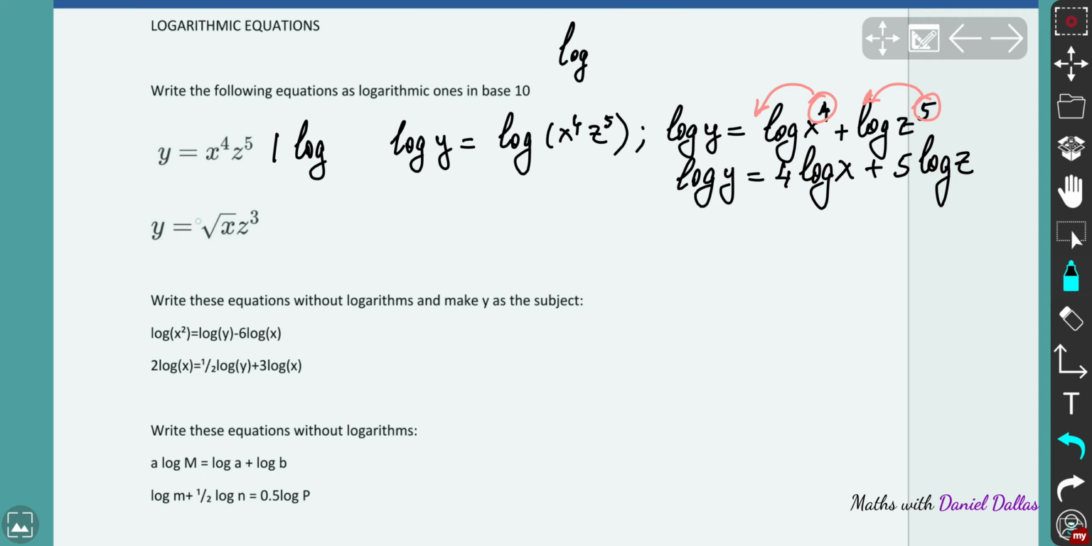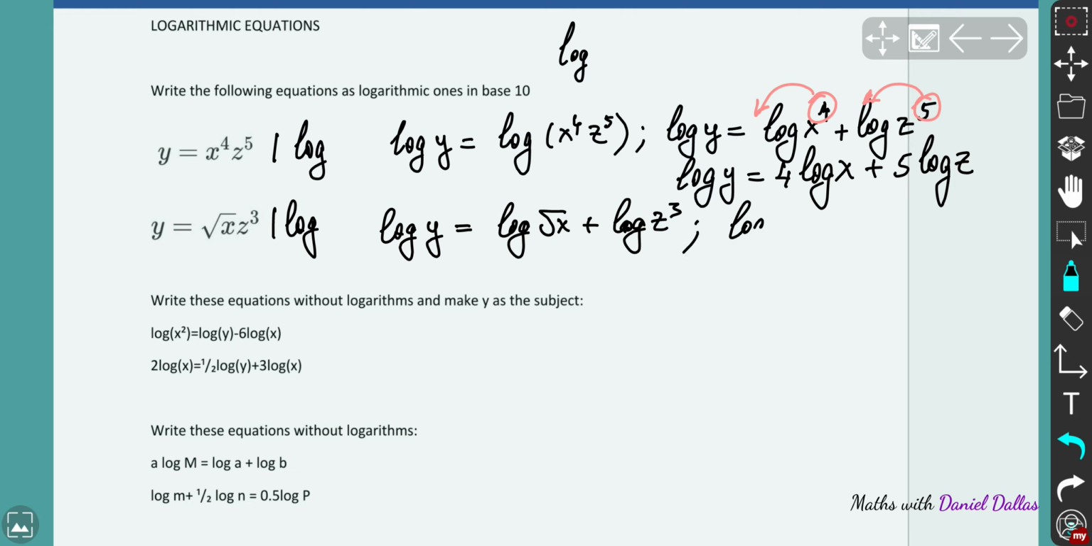Let's get to almost the same question, and apply the same strategy. To both parts we apply log, and that makes the left hand side log y. On the right hand side I have a little shortcut, so I'll already write log square root of x plus log z cubed. So the left hand side stays the same.